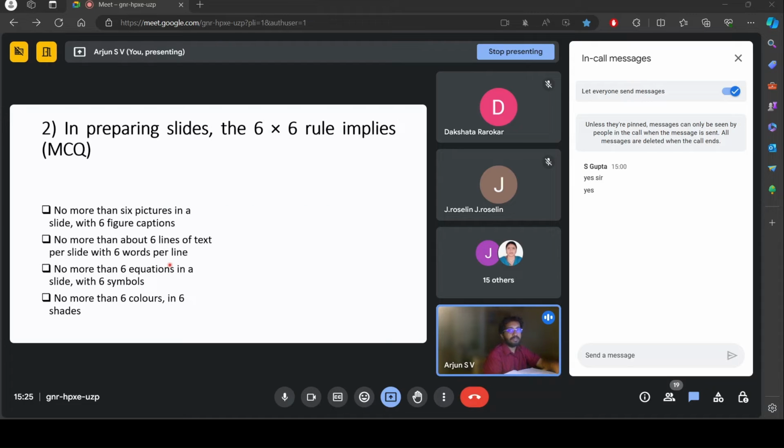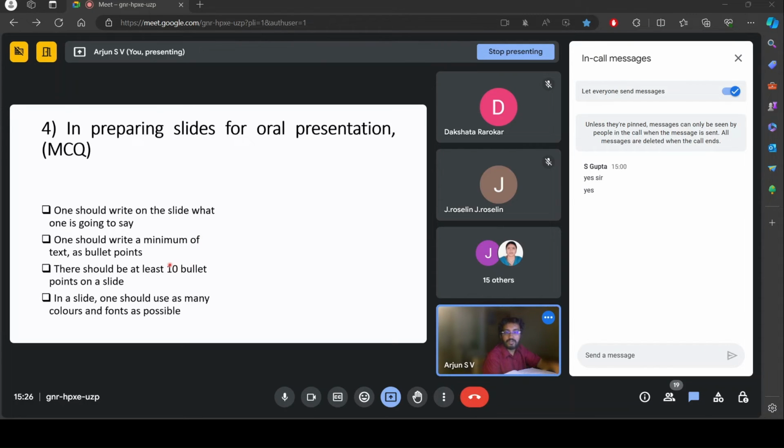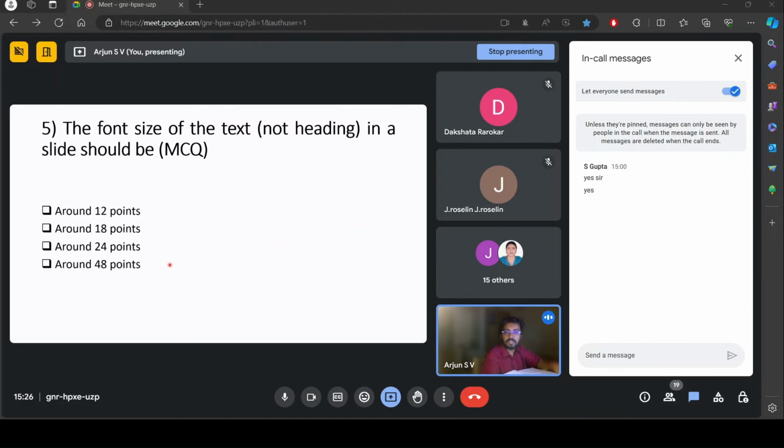Question number two, in preparing slides, the 6 by 6 rule implies option B, no more than 6 lines of text per slide with 6 words per line. Question number three, in an oral presentation, most slides should be dominated by option A, images. Question number four, in preparing slides for oral presentation, option B, one should write a minimum of text as bullet points. Question number five, the font size of the text, not heading, in a slide should be option C, around 24 points.